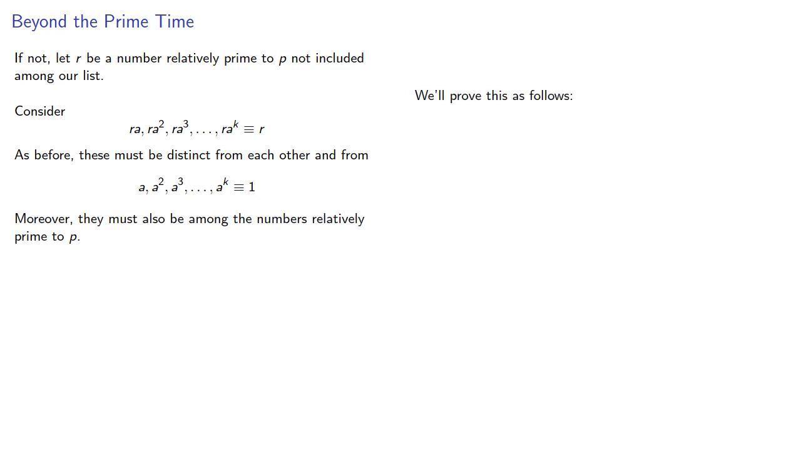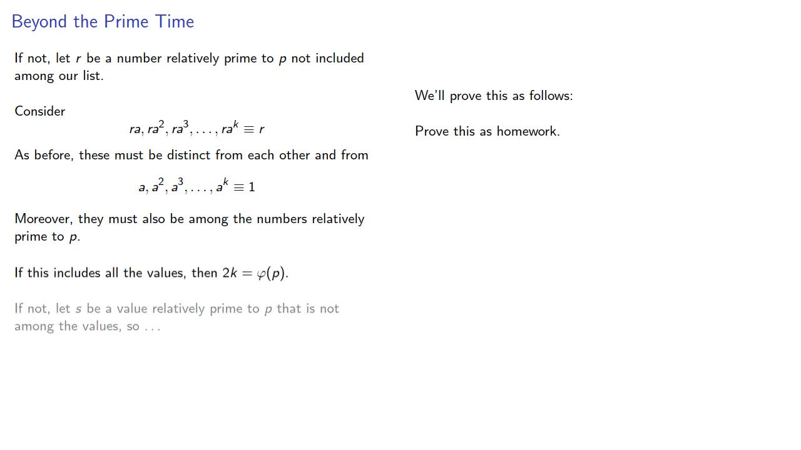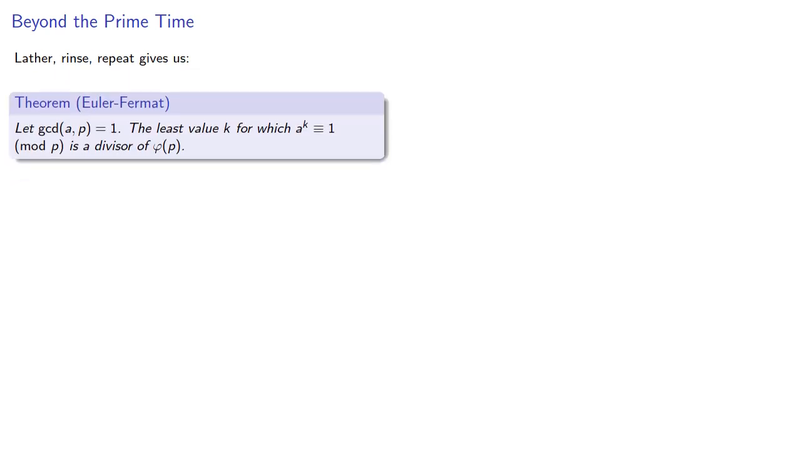We'll prove this as follows. Do this as a homework problem. Now again, if this includes all the values, then 2k is phi of p. If not, let s be a value relatively prime to p that is not among the values, and lather, rinse, repeat, gives us what's known as the Euler-Fermat theorem. Let the greatest common divisor of a and p be 1. The least value k for which a to the k is congruent to 1 mod p is a divisor of phi of p.